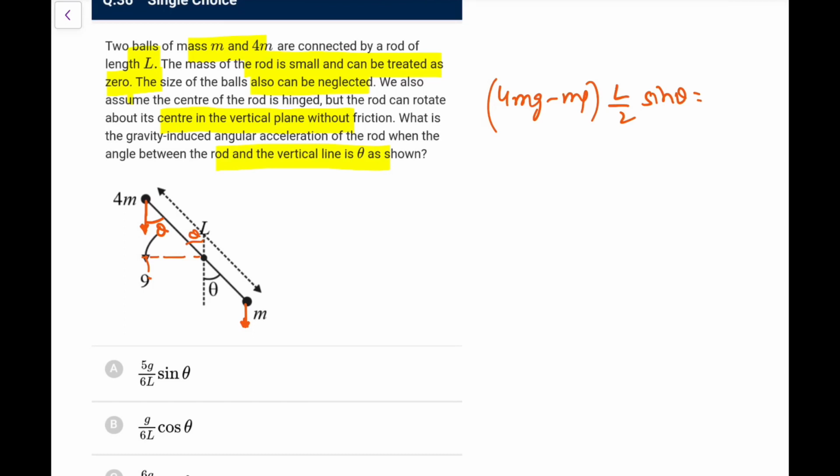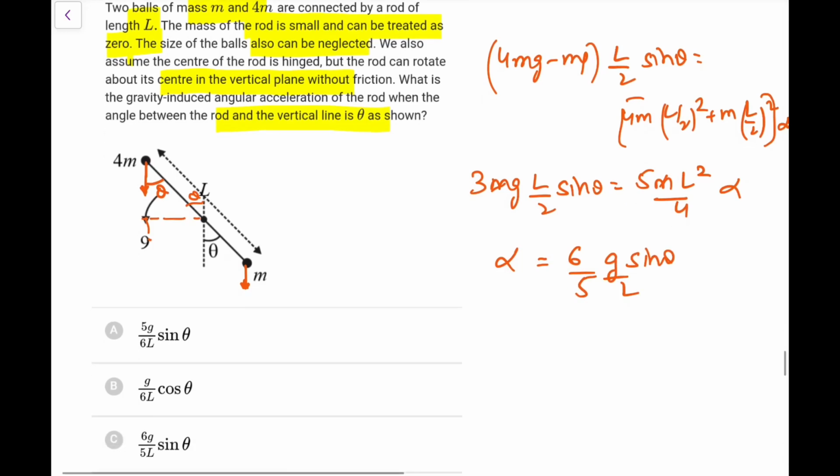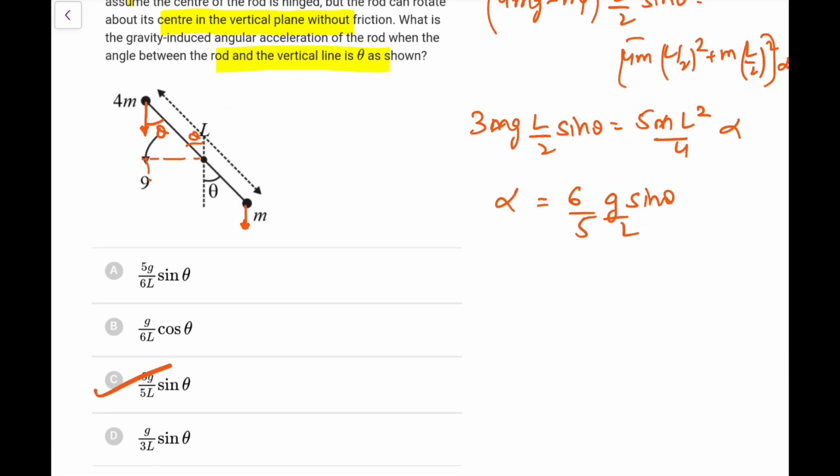that would be equal to I alpha. I is what? It would be 4m into L by 2 square plus m into L by 2 square times alpha. So what you have, this is 3mg L by 2 sine theta. This comes out as 4mL square by 4, that is mL square, plus mL square by 4, that comes out as 5mL square by 4 into alpha. So m goes, alpha comes out as 6 by 5 g sine theta by L, I suppose. So 6g by 5L sine theta as per the option. This is C, so I think that should be correct.